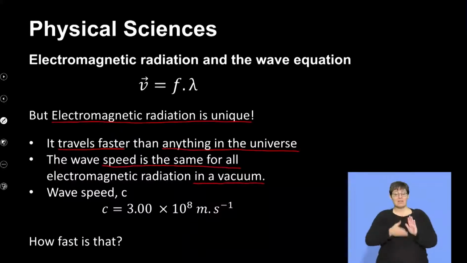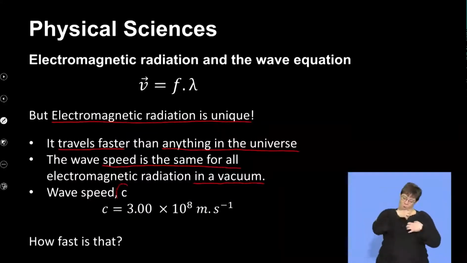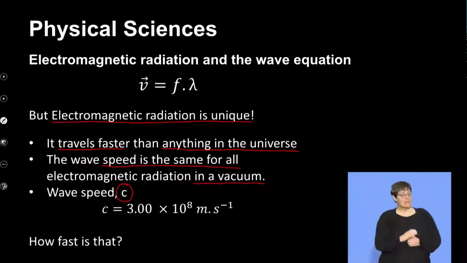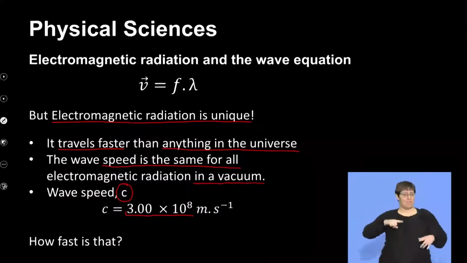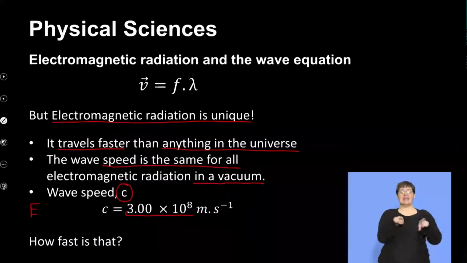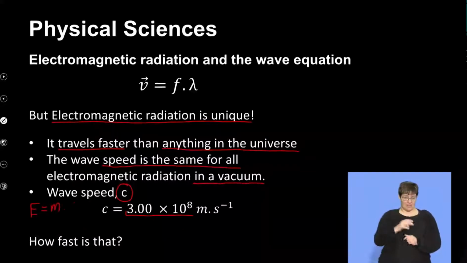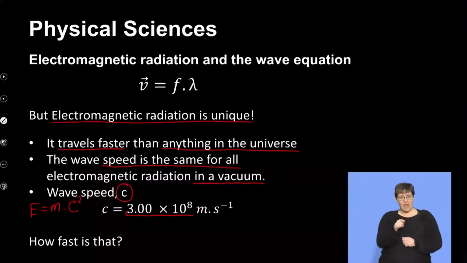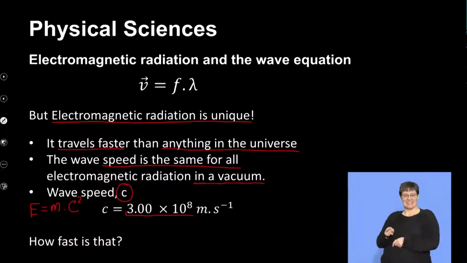This speed is quite important, and so it receives its own symbol, c. c is equal to 3 times 10 to the power of 8 meters per second. c is a very important variable in physics, not just for waves. You may have encountered it even in one of the most famous physics equations ever, Einstein's own E equals mc squared. That c you see there is the exact same c that we are referring to, the speed of light.